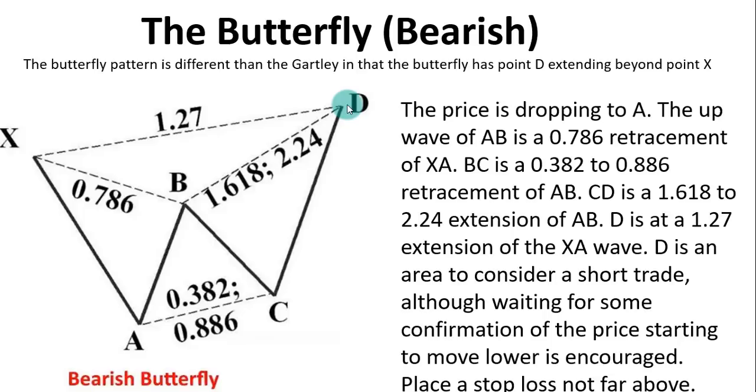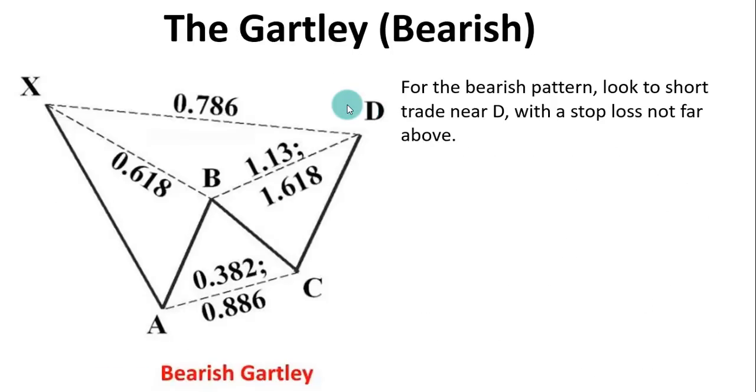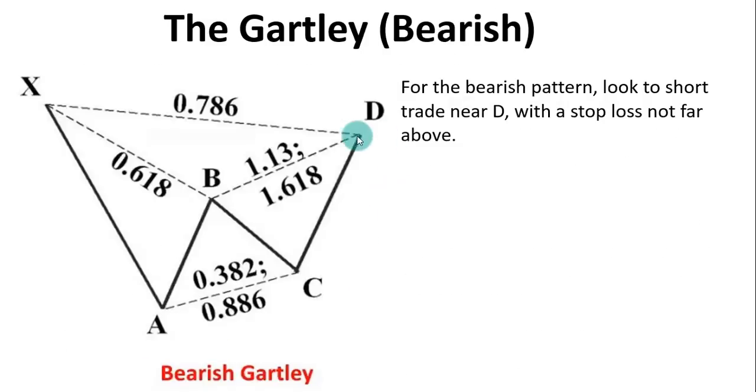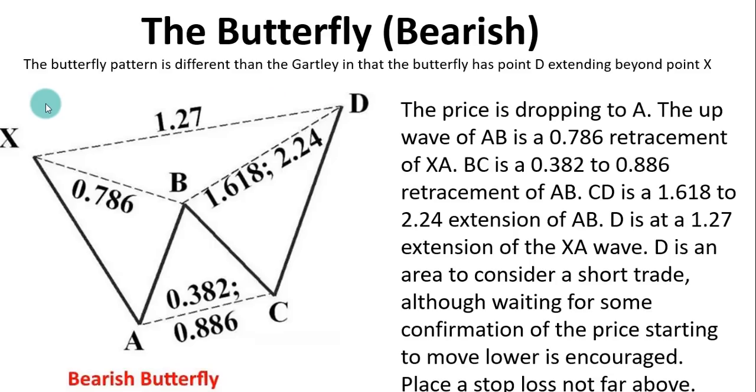Let's go back to the Gartley so you can see what I mean. This is the Gartley. Look at the D point. It's not extending beyond the X point. It's actually not reaching the X point. This is the bearish Gartley. The D point is not extending beyond the X point. But now let's look at the butterfly. The D point is actually beyond the X point. That's just the difference.